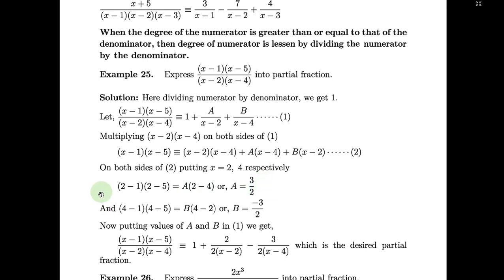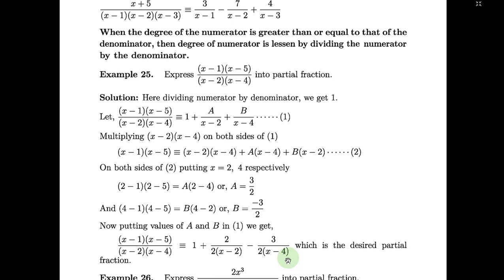And similarly, 4 minus 1, 4 minus 5, we will put the value of x equal to 4. If we put x equal to 4, the coefficient of a will vanish. Then we can find the value of b, b is equal to minus 3 by 2. Now putting the values of a and b in 1, we will get this partial fraction.